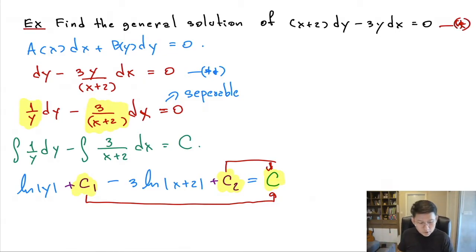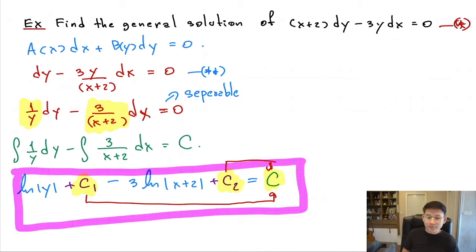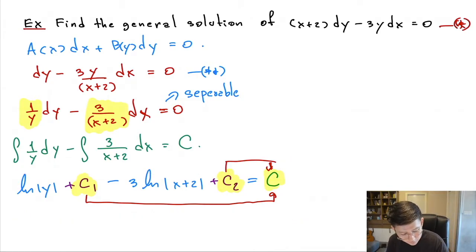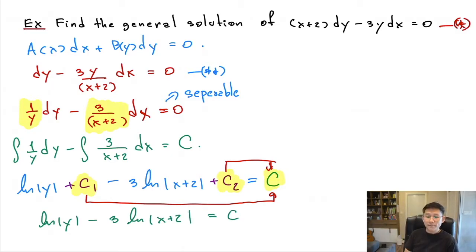Okay, so normally we won't write this equation. We won't write it. We will just write it as log of absolute y minus 3 log of x plus 2 equals c. Okay, because the c1 and c2 are included in c, because they are just constants. They are just constants, okay?